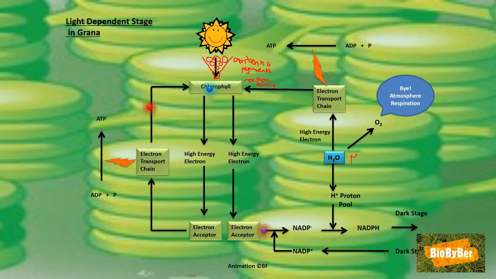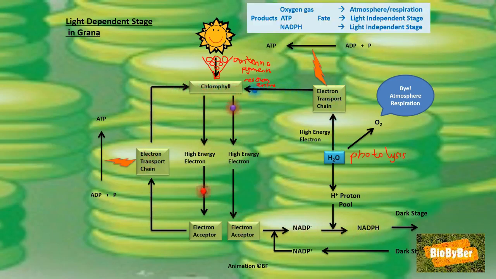It's also no harm to include the label photolysis, the photolysis of water, which is the breaking down of water using light. Lysis is the Latin word for breaking down. And lastly, let's include a note on the products of the light stage. The products of the light stage are oxygen gas, ATP and NADPH, as we can see here at the top. And a little note on their fate. Not their faith, they don't pray, their fate, meaning what happens to them.